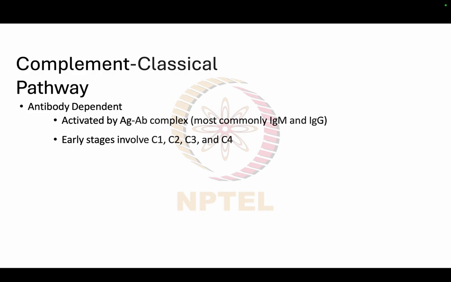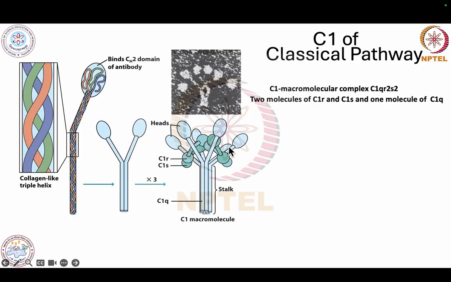Complement classical pathway: antibody dependent, activated by antigen-antibody complex, most commonly immunoglobulin M and immunoglobulin G. Early stages involve C1, C2, C3 and C4. C1 of the classical pathway is a C1 macromolecular complex, C1qr2s2: two molecules of C1r and C1s and one molecule of C1q.